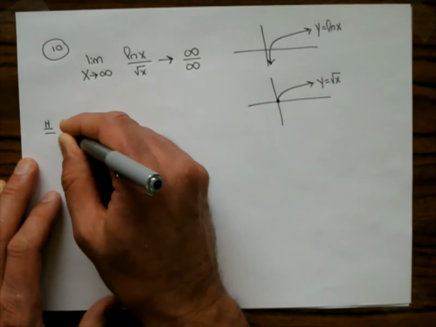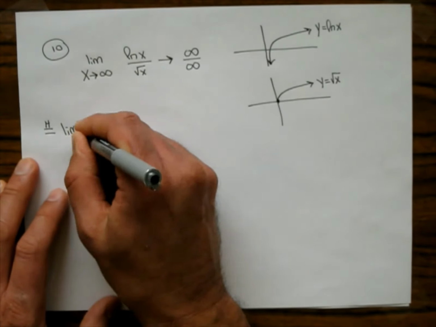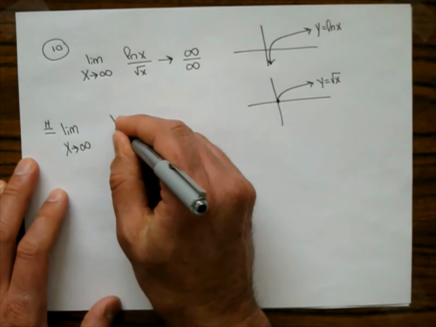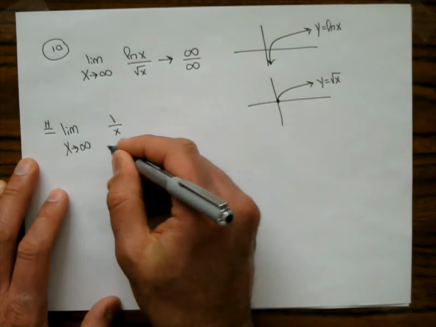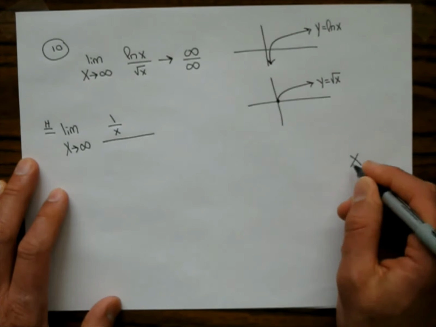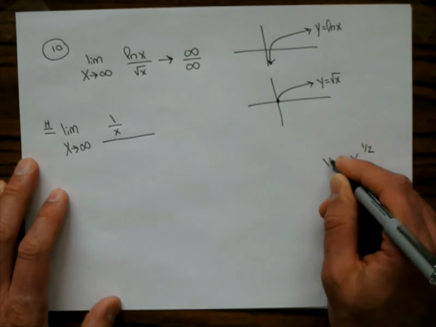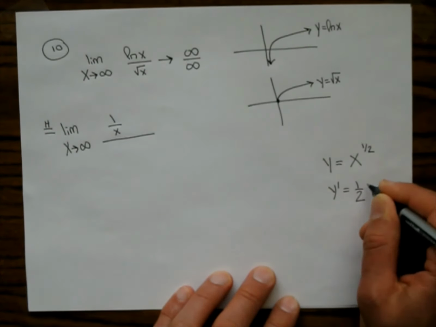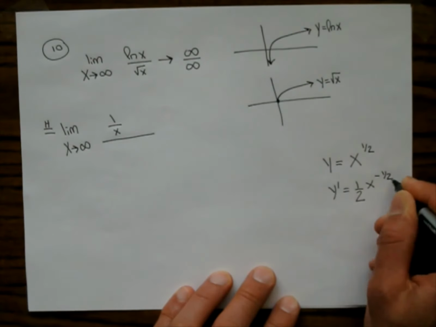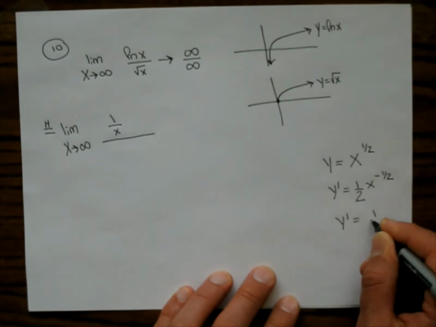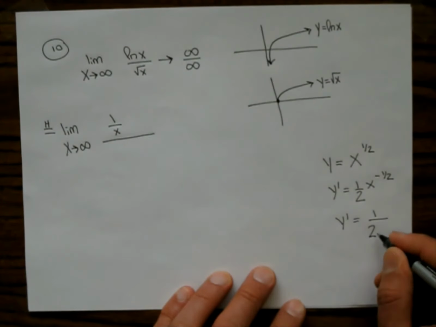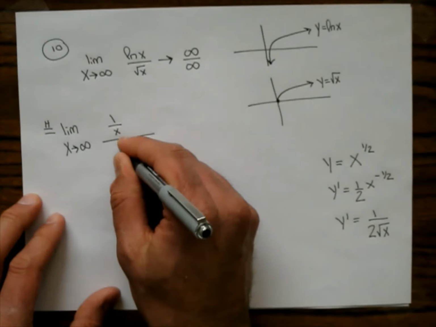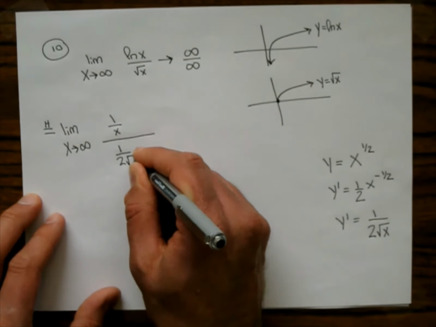So with L'Hopital's rule, we take the limit as x approaches infinity. The derivative of the top is 1 over x. The derivative of the bottom, remember the bottom looks like this, I'll do this off to the side. Its derivative is 1/2 x to the negative 1/2, or we can write this as 1 over 2 root x. So that's what we're going to write: 1 over 2 root x.